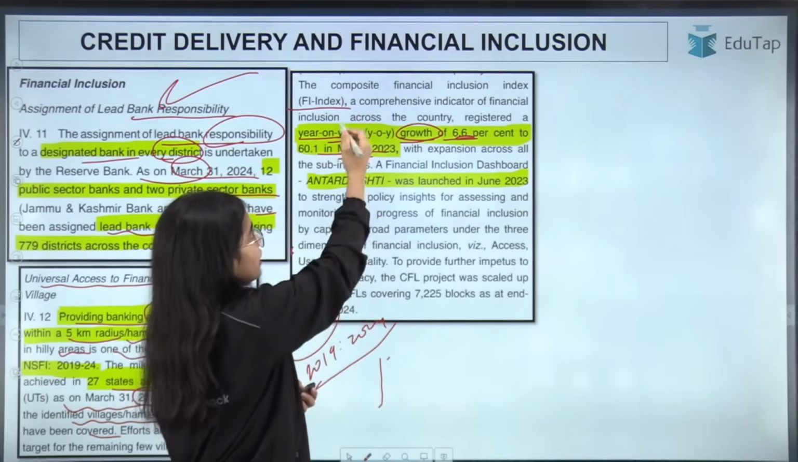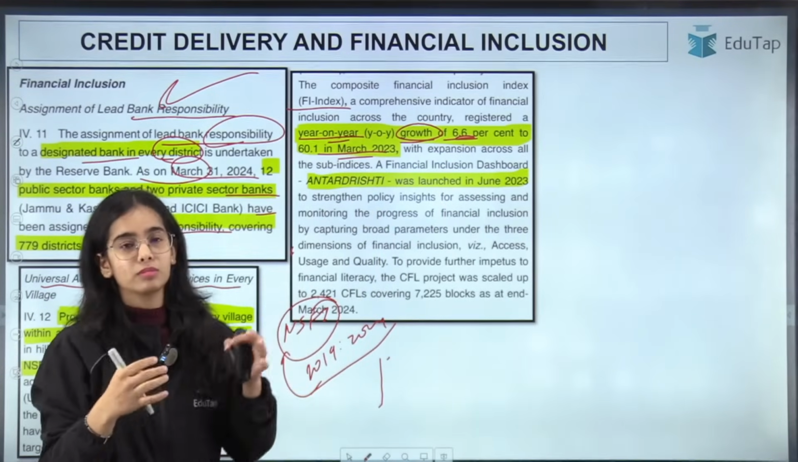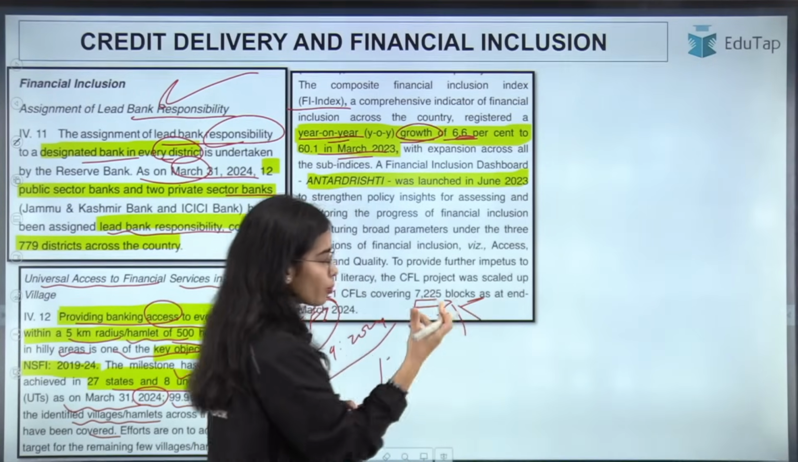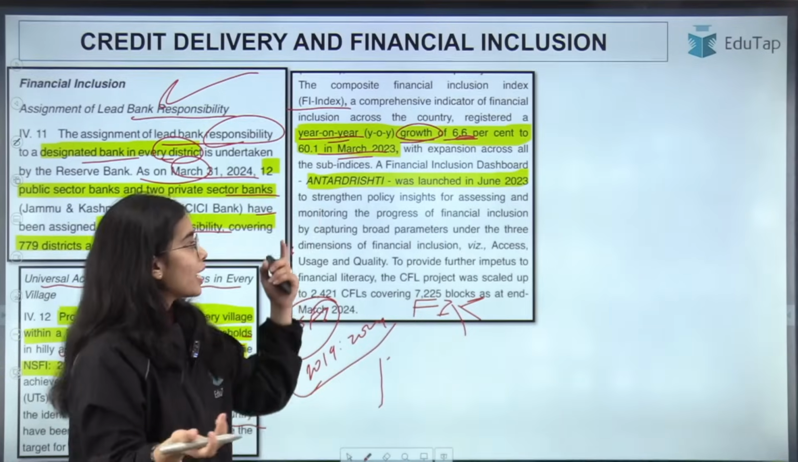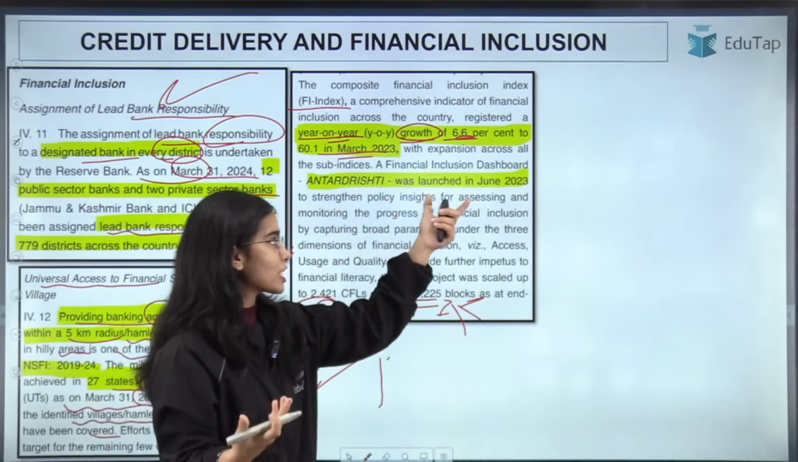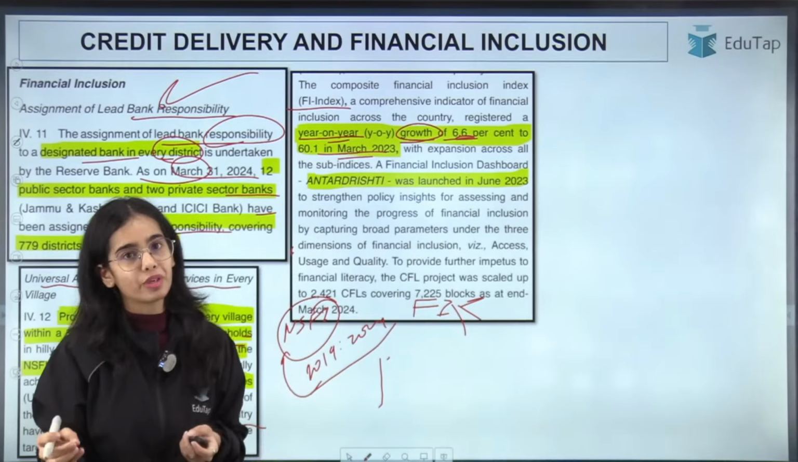The financial inclusion index has three main components. So who can tell me the components? Other than this, under the registry, there was a financial inclusion dashboard. This was launched in June 2023. Okay.